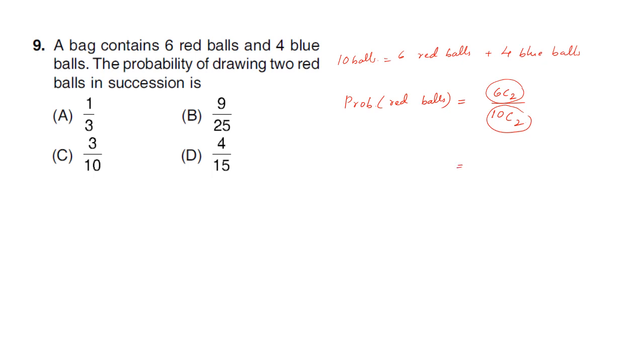It is given by 6P2 divided by 2 factorial over 10P2 divided by 2 factorial, that is 6 into 5, this and this cancels, 10 into 9, 5 2 is a 3, 3 3 is a, means 1 by 3. Option A is correct.